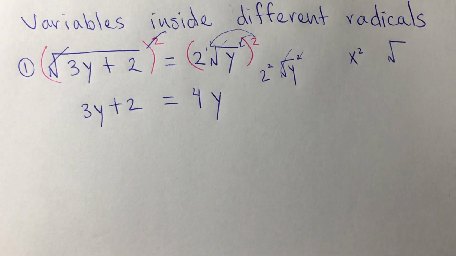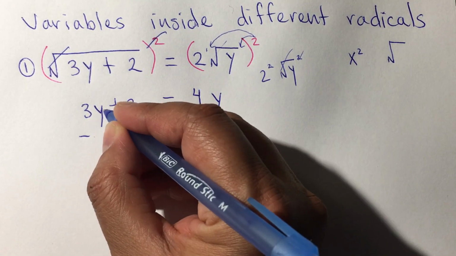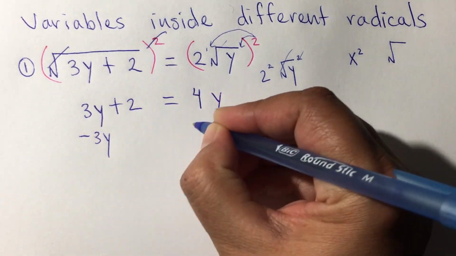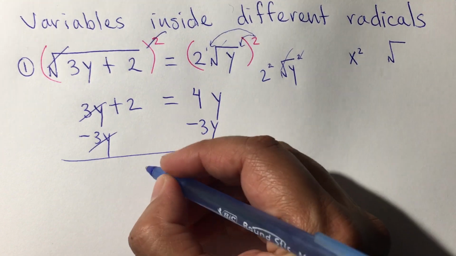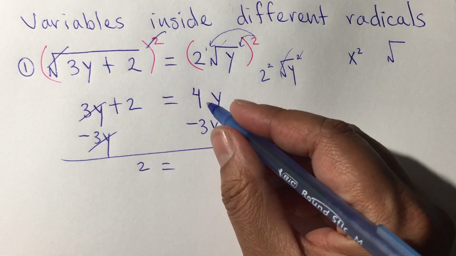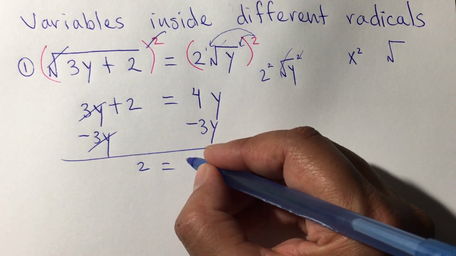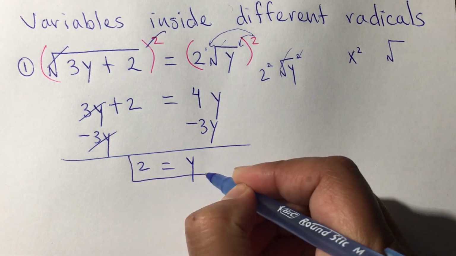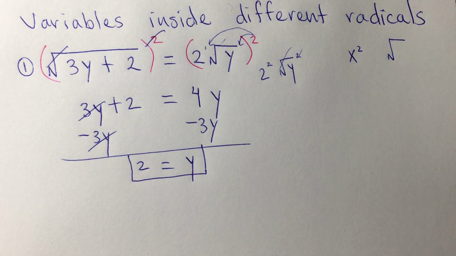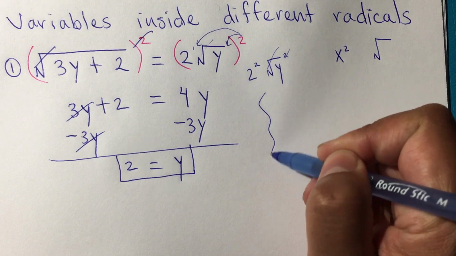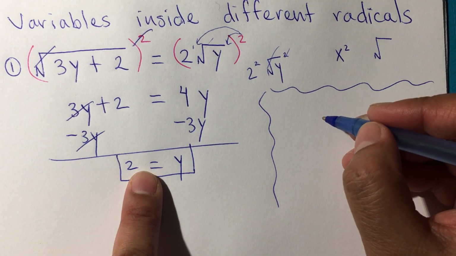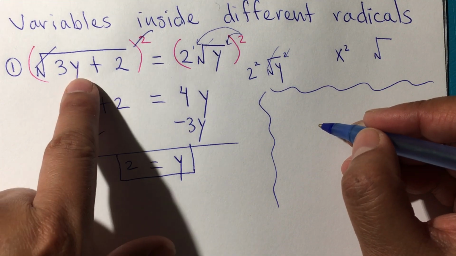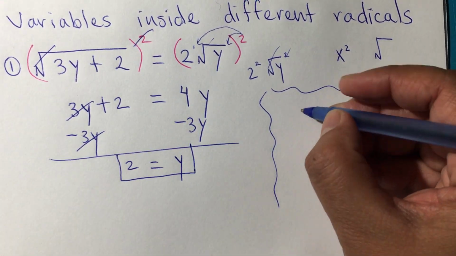Then what we're going to do, if we're adding 3y, we're going to subtract 3y from both sides, and you get 2 equals 4y minus 3y, which is y. And that's the answer for y. Now remember that for radicals, you always have to check your answer. And so we're going to substitute the 2 in both y's.